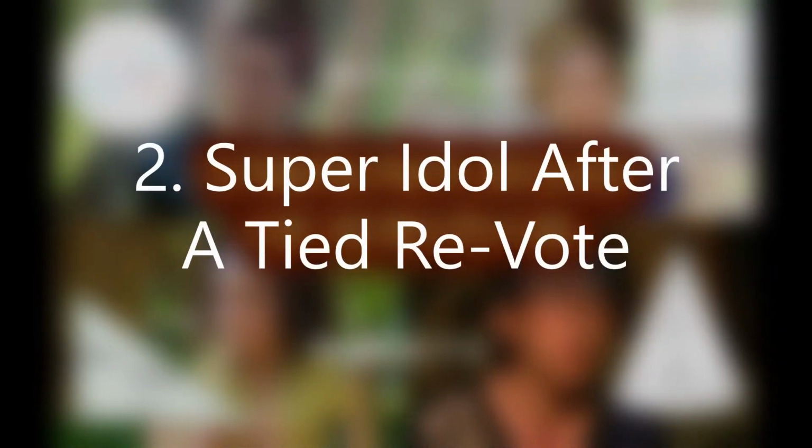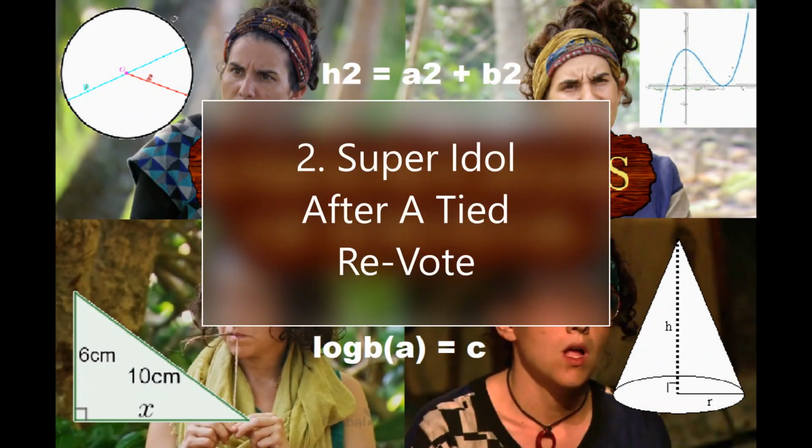So the next unknown rule of Survivor I'm going to be discussing is whether a super idol can be played after a tied revote. So from the information provided in previous seasons, a super idol is able to be played after the votes are read. But is this idol only able to be played after the first reading of the votes? Or in the circumstance of a tied vote, could they wait and see how the revote occurred prior to playing the idol? If the player was one of the players in the tied vote, for example, it would be beneficial to wait until the revote to see if the votes changed prior to playing the idol.